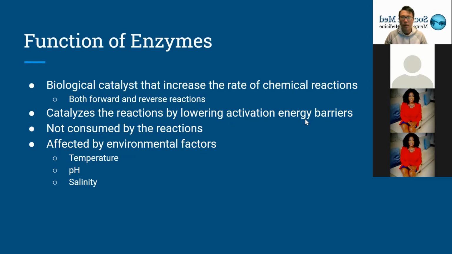Certain enzymes function at specific pHs. Enzymes in the stomach will usually function at lower pHs, while enzymes in the intestines will function at more elevated pHs. Each enzyme has a specific pH that is its optimal range. And then salinity: enzymes can also be affected by salt concentration. Each enzyme will also have a specific salt range that it can operate within.